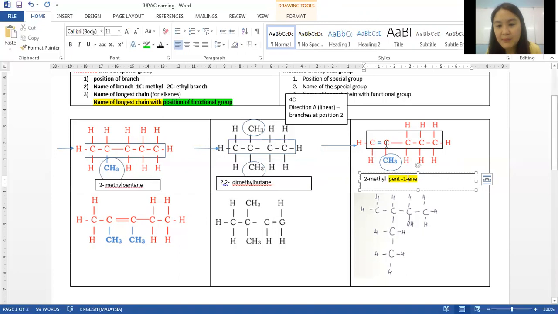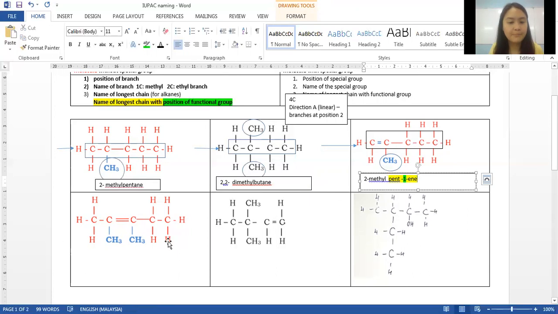So if you want to tell people where the double bond is, where your functional group is, what you need to do is just add the suitable figure in front of the name of your homologous series. My homologous series is alkene, so it's called ene. My ene is at position 1. So this 1 represents the position of your functional group. All right, so this is the name for the third molecule.